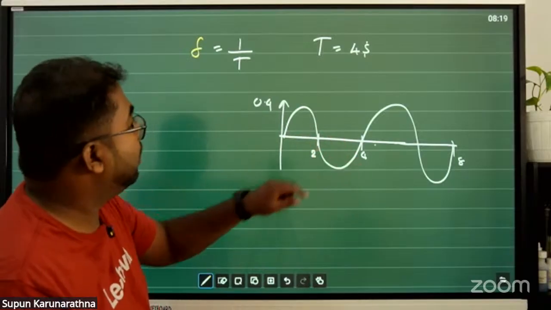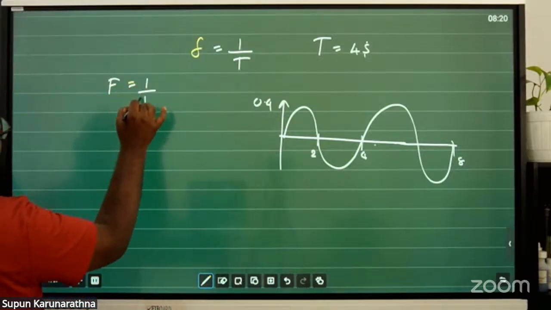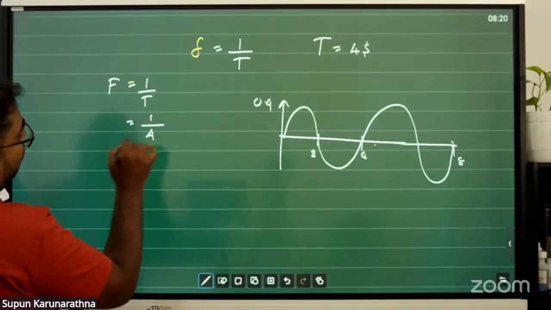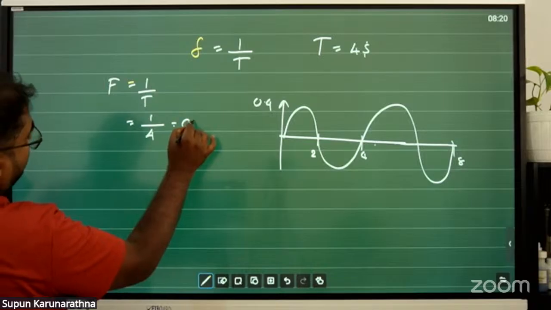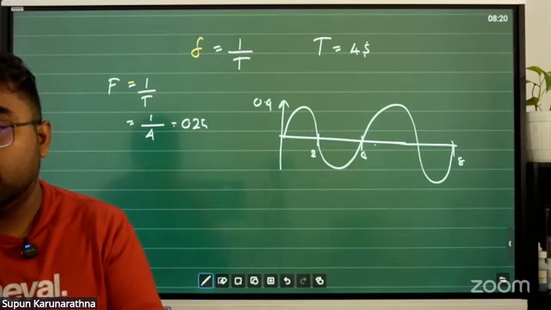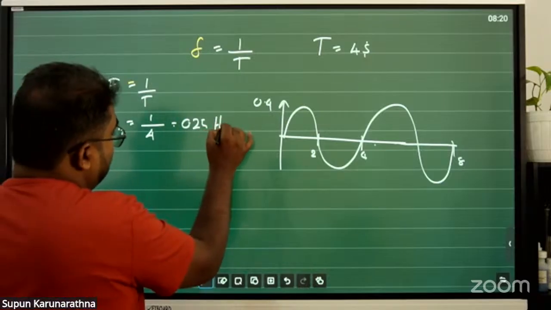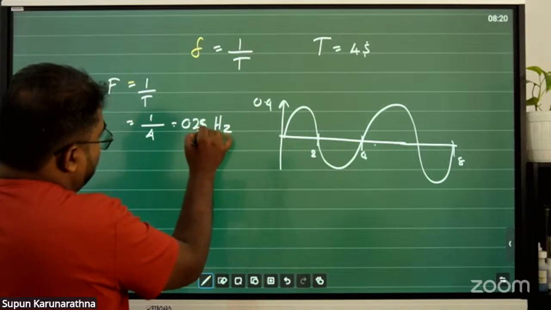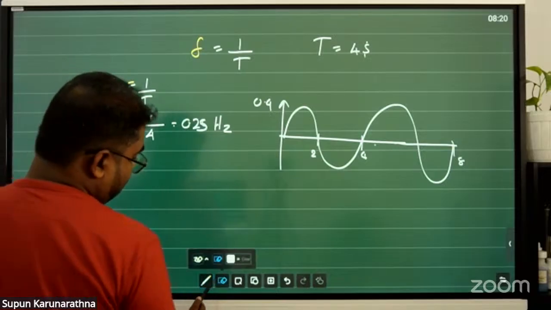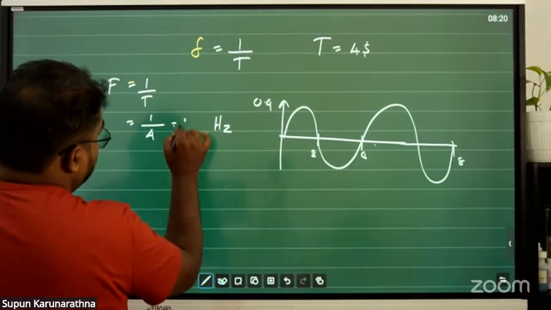We call that the period, capital T. So f equals 1 over T, the reciprocal, so T is 4, right? Then it comes to 0.25. What is the unit? The unit of frequency, we say, is hertz. It's 0.25 hertz.